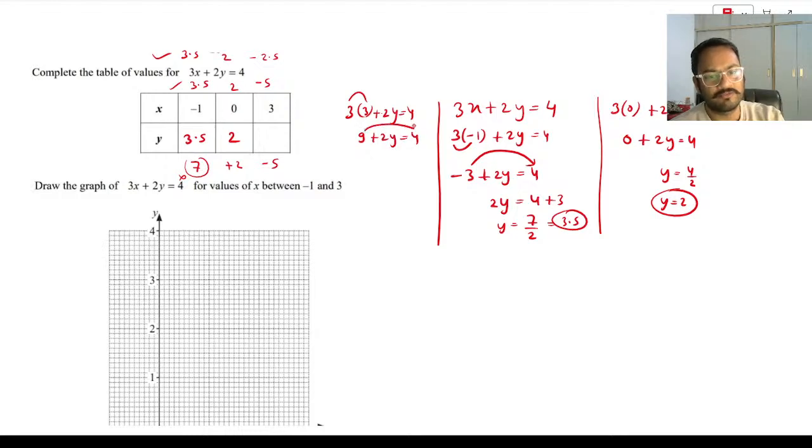So you can shift this to this side. So 2y equals 4 minus 9. So this will be negative 5, and then y will be equal to negative 5 by 2, because this 2 will go into the denominator. So y will be equal to minus 2.5. Correct. So the correct answers are minus 2.5, 3.5 and 2.